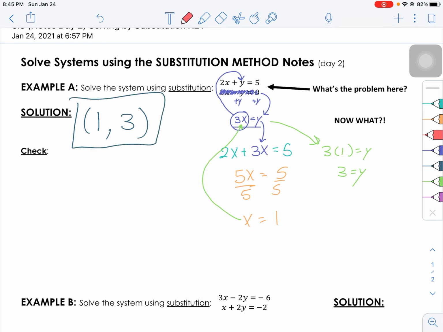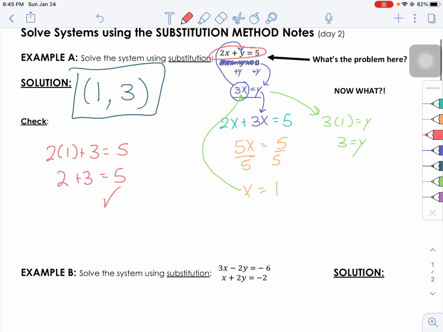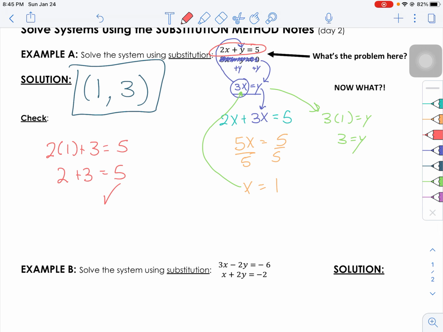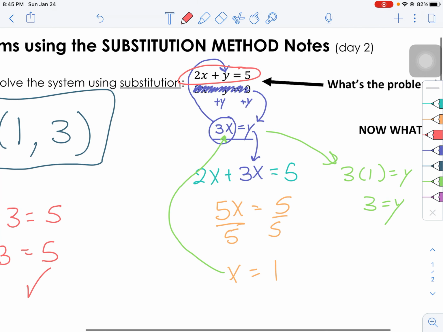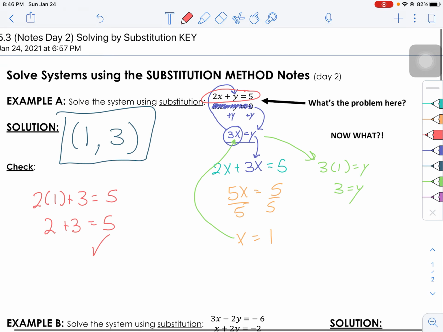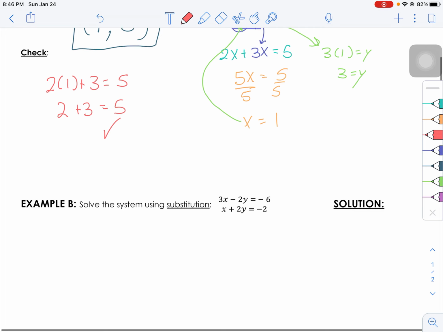Remember, whenever you check your solution, you have to check with the equation that you didn't use to solve for y. So I'm going to check with that first equation. So 2 times 1 plus 3 is equal to 5. So it's 2 plus 3 is equal to 5, which does turn out to be 5. All right. So a little bit more involved here because we first had to solve for y in one of the equations, and then you physically have to plug y into that other equation, just like we were doing the other day.